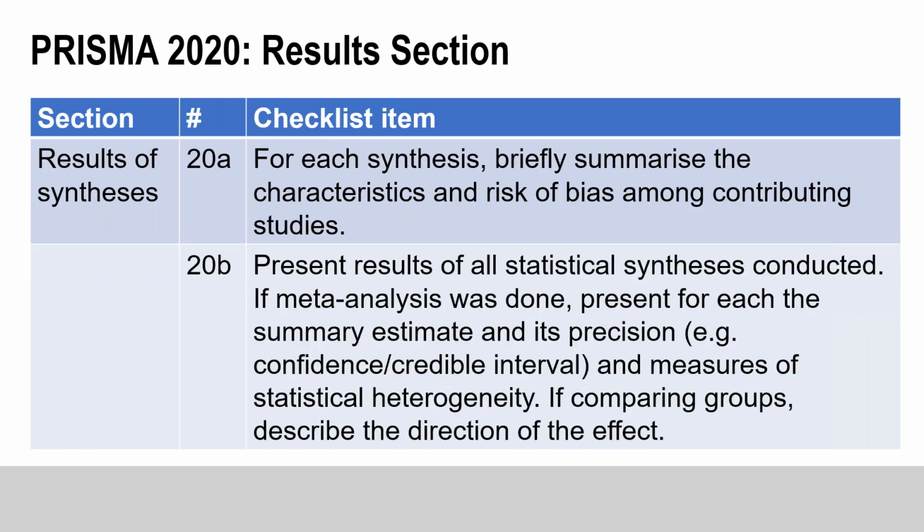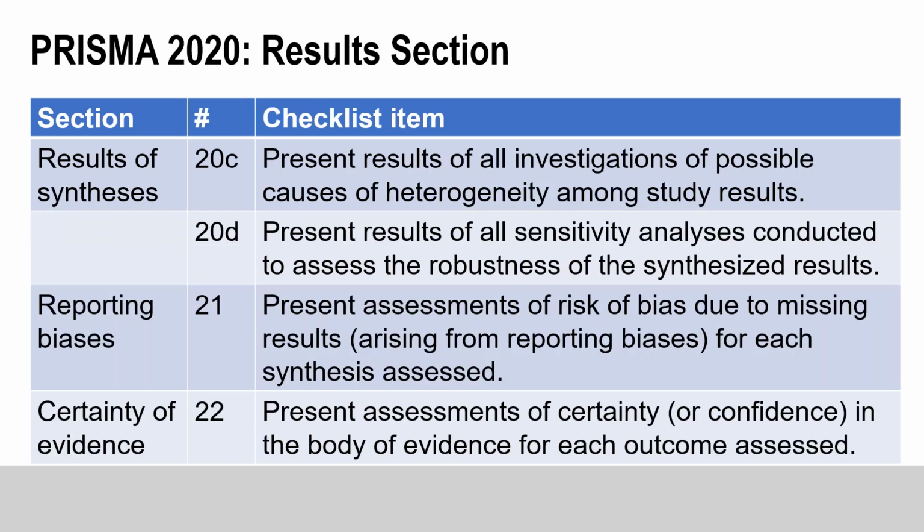And then the results of the syntheses, we have 4 sub-items, starting off with asking people to summarize the characteristics and risk of bias among the contributing studies, then presenting the results of your meta-analyses or other statistical syntheses, such as the summary estimate and its precision, then results of your investigations of causes of heterogeneity, such as your subgroup analyses and then your sensitivity analyses. And then finally, your assessments of any risk of bias due to missing results or assessments of certainty in the confidence of the body of evidence. So these essentially map onto the equivalent method section items.